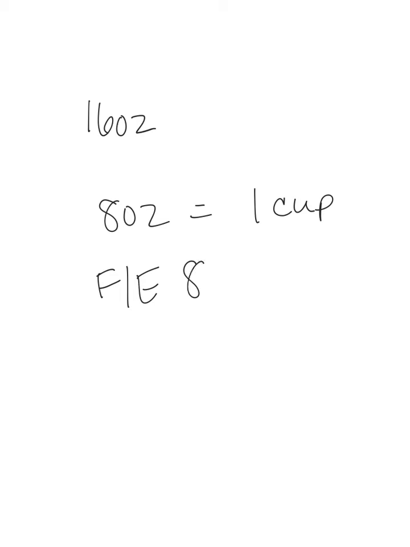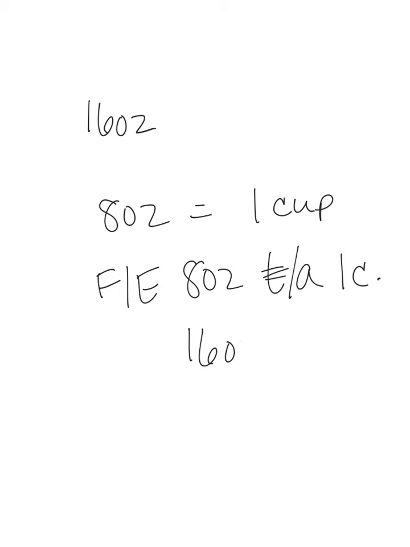So in this problem, we want to know how many cups are in 16 ounces. So I'm going to take 16 ounces, and the information that I'm given with the different conversion factors are that there's 8 ounces in every 1 cup. So that's my for every statement. For every 8 ounces, there is 1 cup. So the question is, how many cups in 16 ounces?